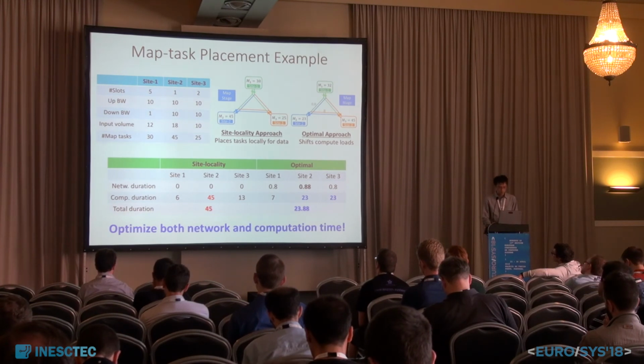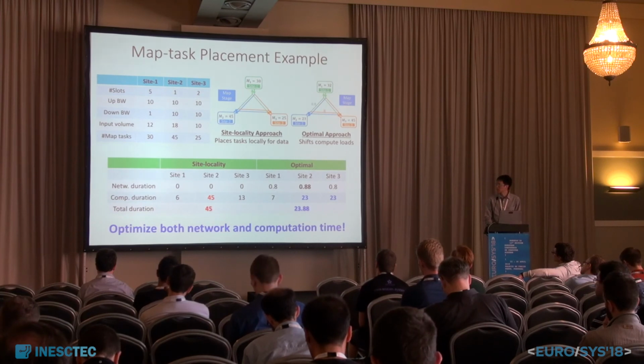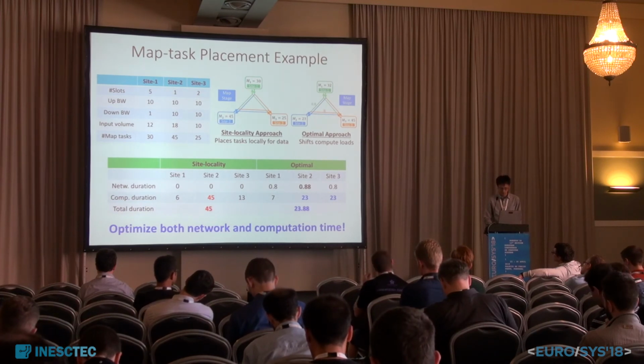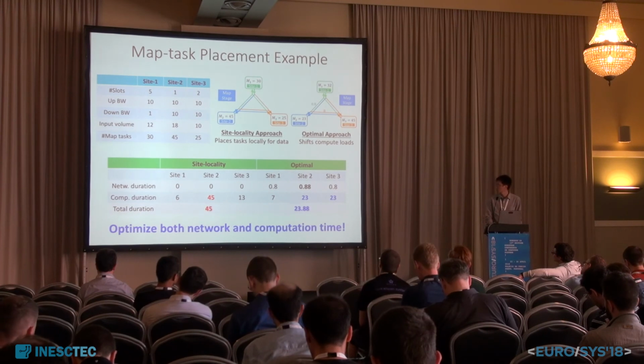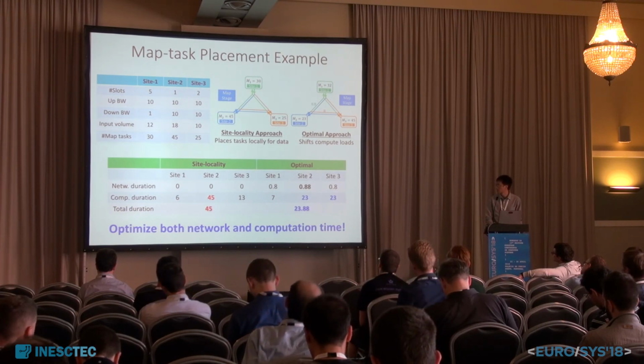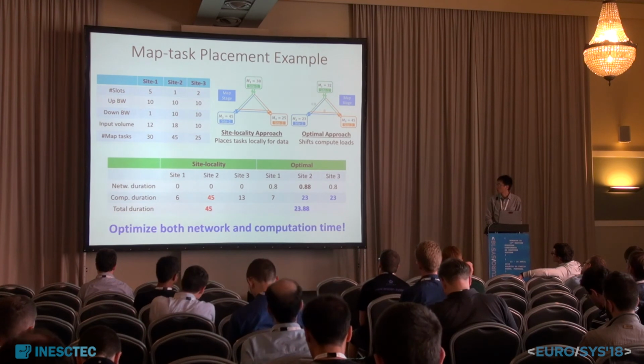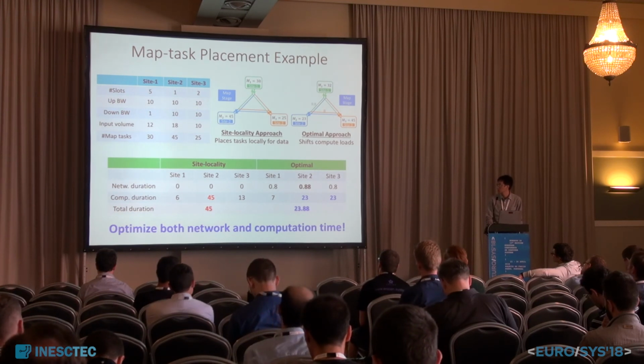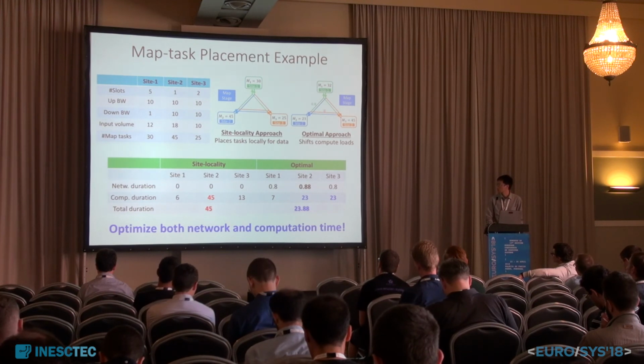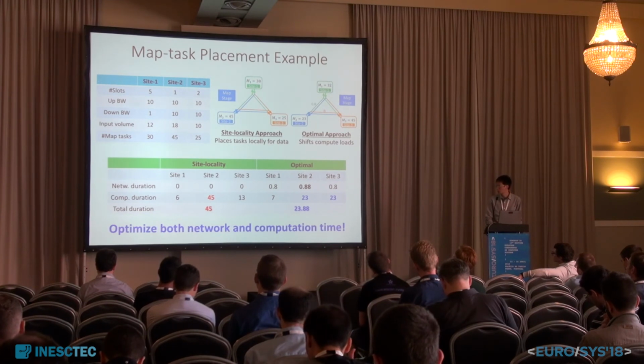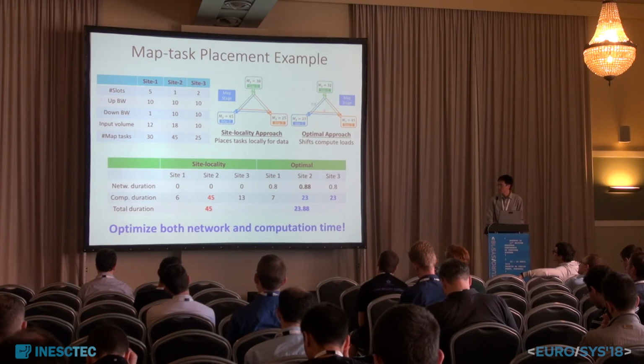The optimal approach in this example would be shifting some of the data from site 2 to site 1 and site 3, which brings down the computation time from 45 seconds to 23 seconds, with a minor increase in network transfer time. But overall, the optimal approach has almost cut the total duration by half. So this example tells us that it is important to optimize for both network and computation time.